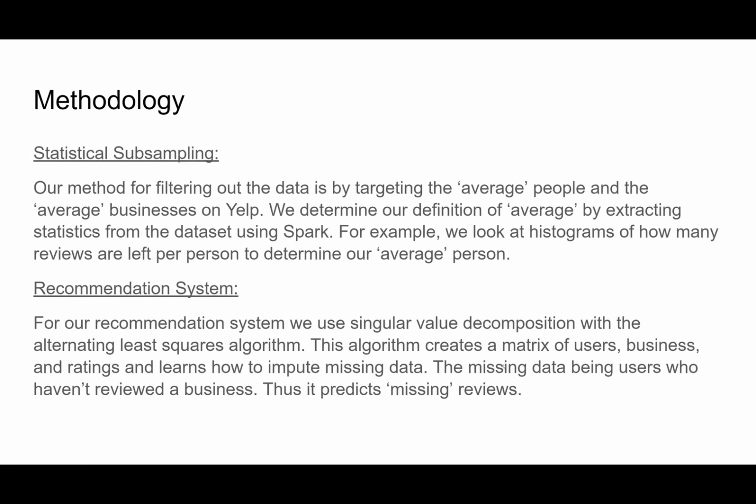What I do for statistical subsampling is I find what an average person is and find what an average business is on Yelp, and that already cuts down a lot of the data. And then I also use what is an average review and cut data further.